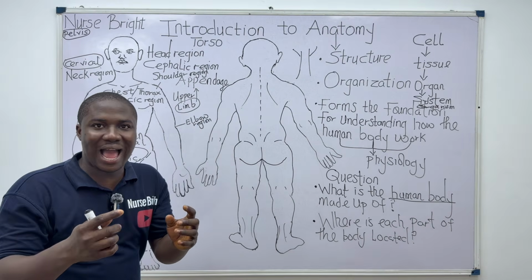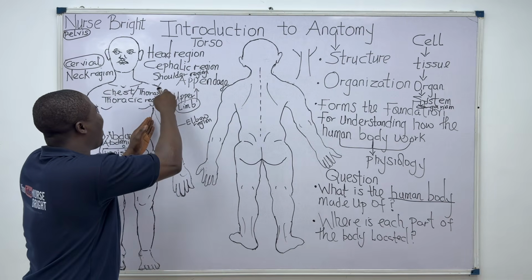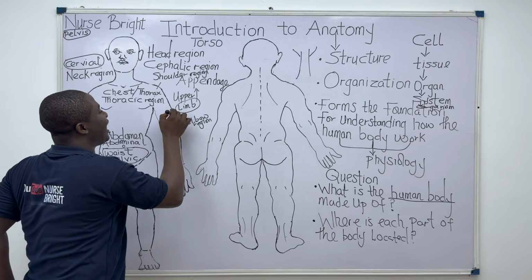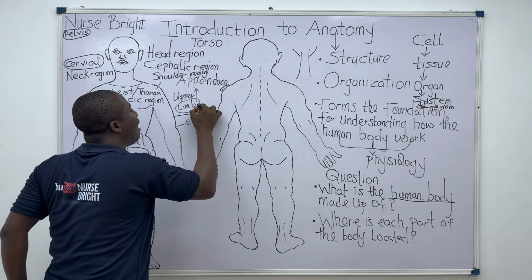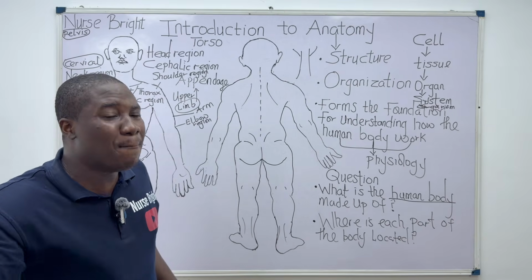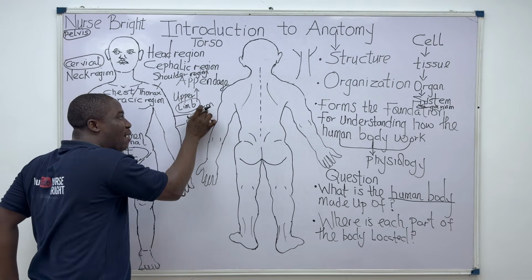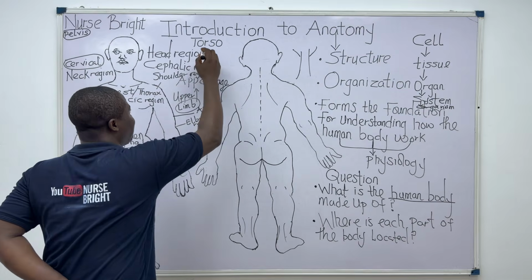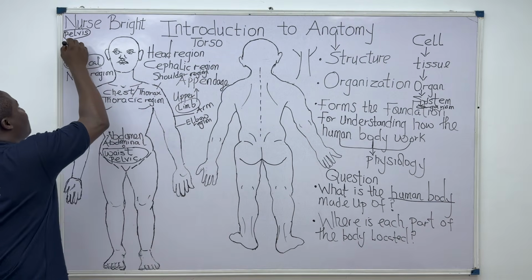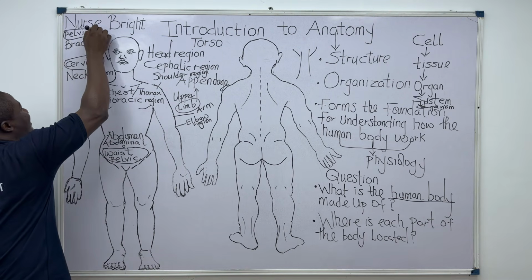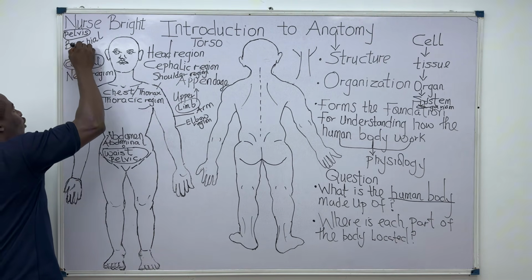So the question you now ask me, what is this part of our upper limb called? Listen, they call it the arm. It's called arm. And if you don't call it arm, you call it the brachial region. Pay attention to what I just said. It's very essential. If you don't call it arm, you call it the brachial region of the body.